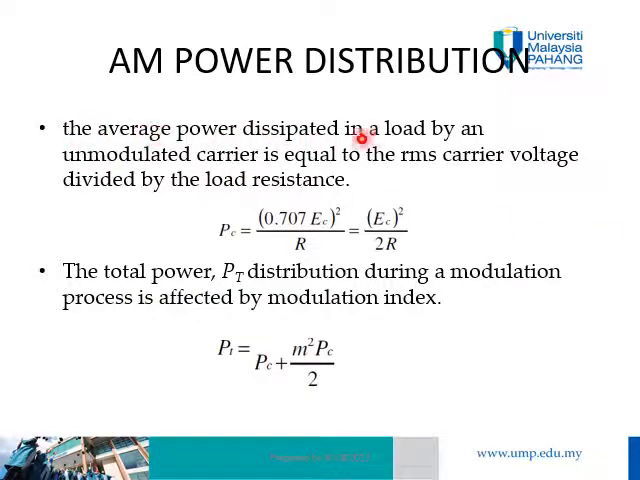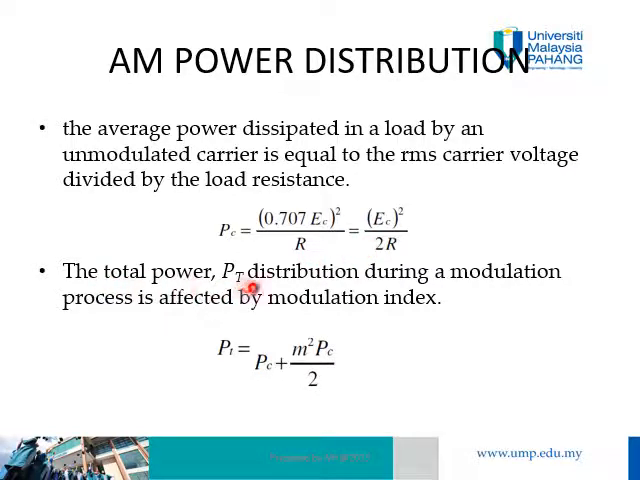The average power dissipated by a load by a modulated carrier is equal to the RMS carrier voltage squared divided by the load resistance. So PC is the half power, AC squared over R, or AC squared over 2R. So this is 1 over square root of 2, so when multiplied, we will have these two at the bottom here.